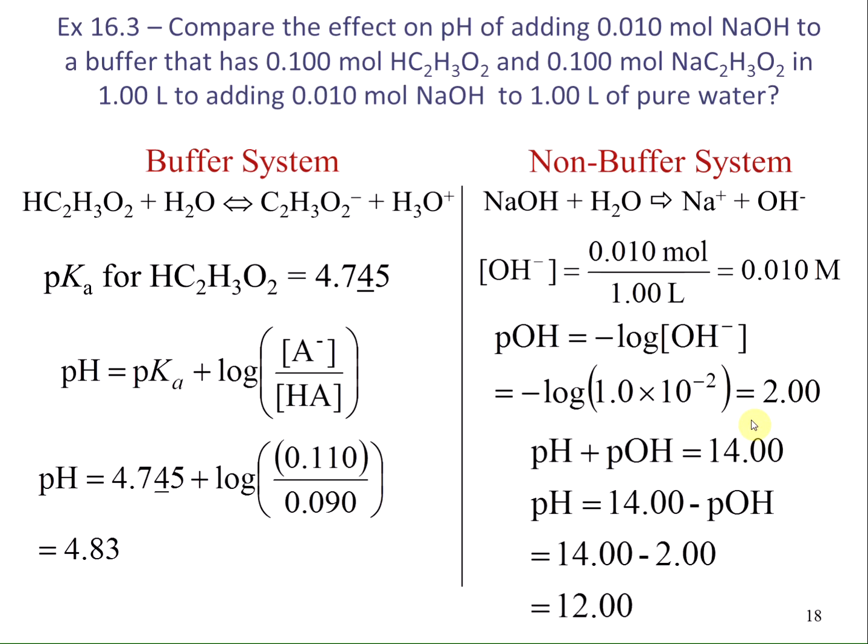Now to compare these numbers, I need to have them both in the same unit, so we need both in pH. If I take the pH plus the pOH, it gives me 14. So 14 minus the pOH gives me a pH of 12. So adding 0.01 moles of sodium hydroxide to water increased the pH of the water from 7 to 12. So you have a large increase by adding that amount of sodium hydroxide, whereas adding it to the buffer changed the pH of the buffer very little.